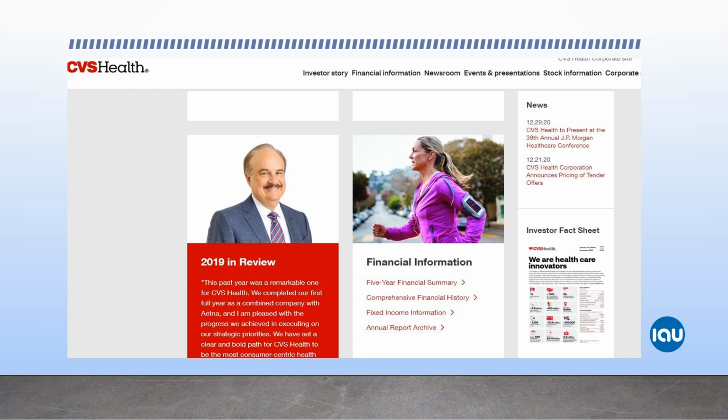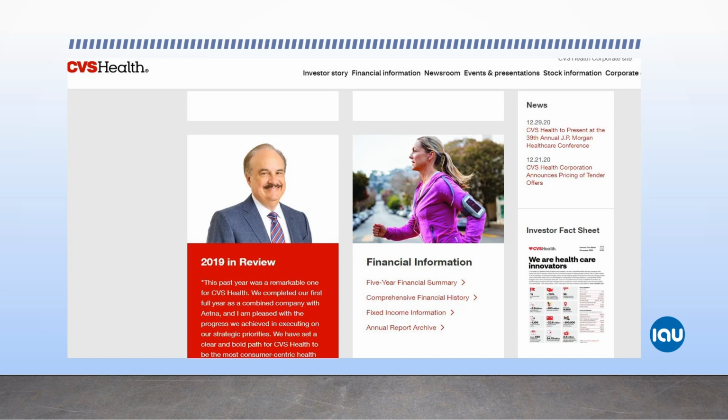So I went over to the CVS website and I wanted to see what kinds of information they provided. At the top, you can see links for their investor story, their financial information, their newsroom, which is where you will likely be able to get information sent out to the press, events and presentations, their stock information, and their corporate information.